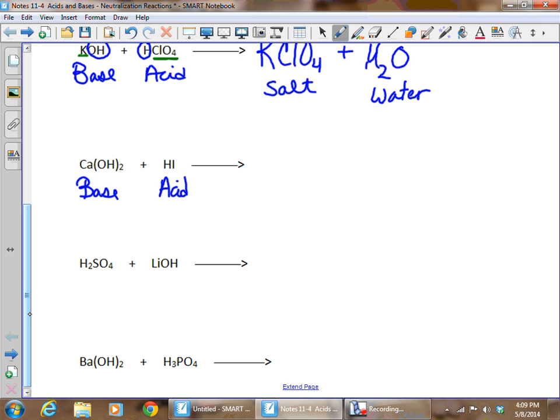So we've got the base, the hydroxide, we've got the acid with the hydrogen, and notice something that's a little bit different this time. We have two hydroxides with a calcium. So be careful. You want to make sure that the hydrogens and the hydroxides are balanced. Since there are two hydroxides here, you're going to want to make sure that there are two hydrogens in the acid. So once you know you have two hydroxides and two hydrogens, how many waters do you have? Yes, you have two.